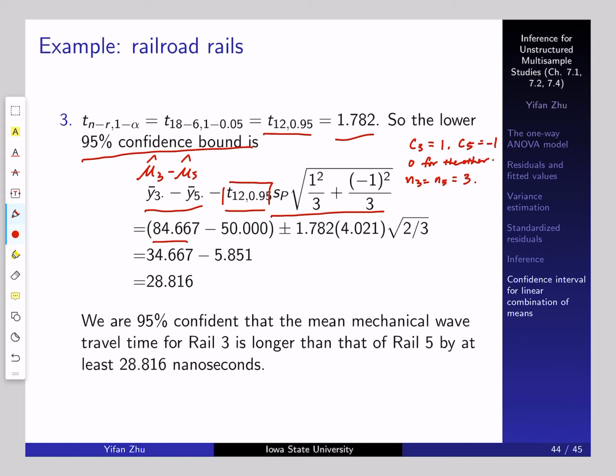Okay, and you can find these two values in the JMP output. This is from the table before, and SP is also from the JMP output, and from the square root you have 2 over 3. Then you got 28.816. This is the 95% lower confidence bound for mu3 minus mu5. And then we are 95% confident that the mean mechanical wave travel time for real 3 is longer than that of real 5 by at least 28.816 nanoseconds. Okay.